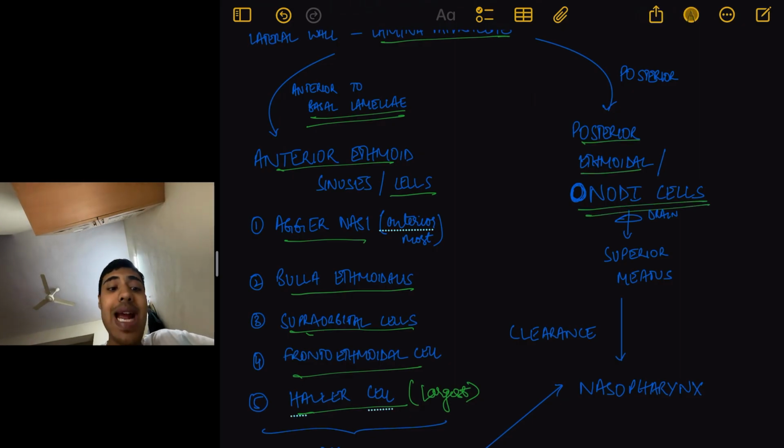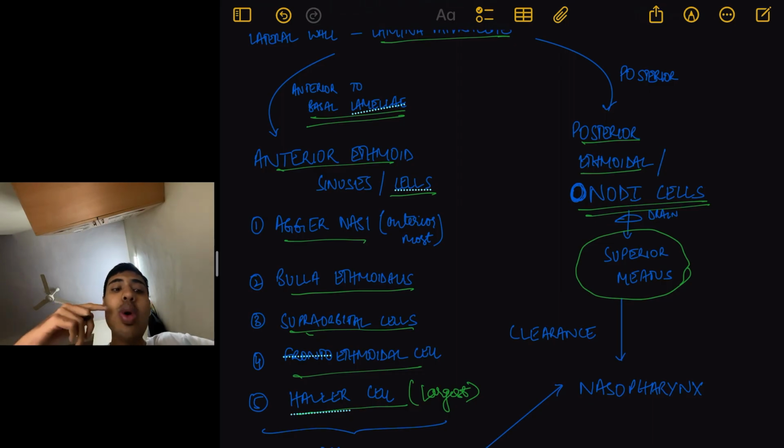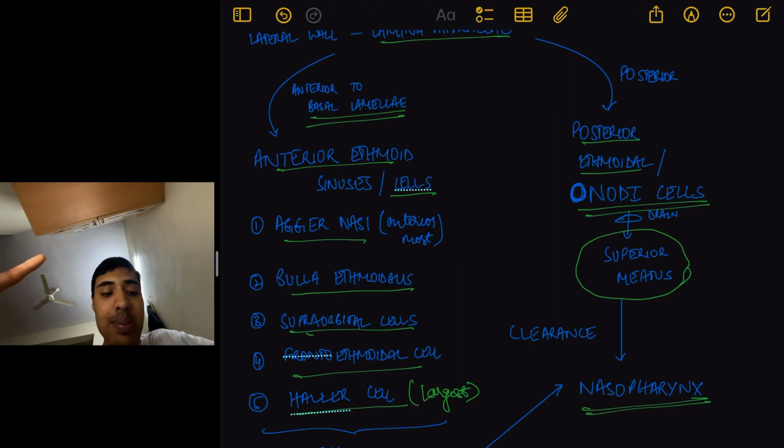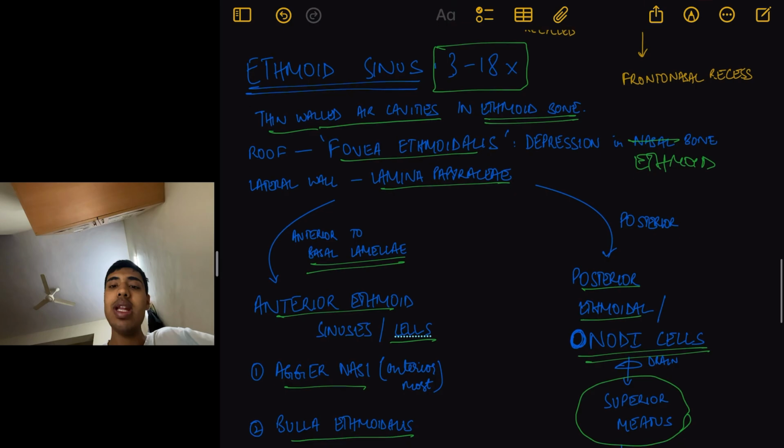Very, very important. Anterior ethmoidal air cells drain into the middle meatus. Posterior ethmoidal air cells drain into the superior meatus, and from there, as we know, all the sinus secretion and nasal secretion, the mucociliary clearance, is towards the nasopharynx. Understood? So the anterior ethmoidal air cells, agger nasi, bulla ethmoidalis, supraorbital, frontoethmoidal, and Haller cells, they all drain into the middle meatus, whereas the posterior ethmoidal air cells drain into the superior meatus. So this is about the ethmoid sinus.